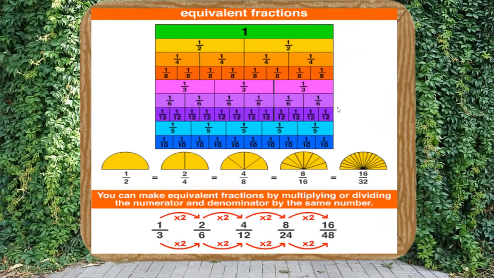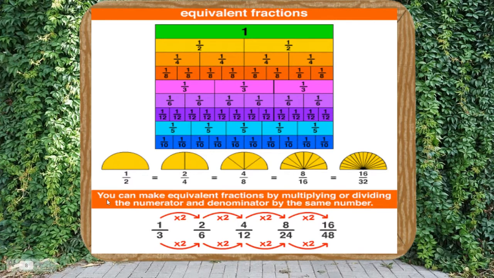Here again, we have a few more examples. And then we have 1/2, 2/4, 4/8, 8/16, and 16/32 are all equivalent fractions because they were multiplied by 2. The numerator and the denominator were multiplied by 2 each time, giving us these equivalent fractions.